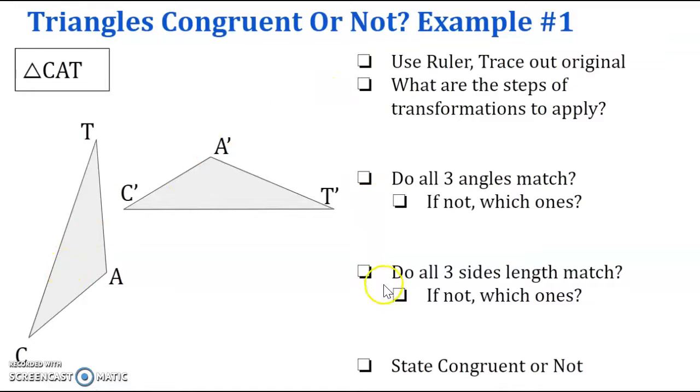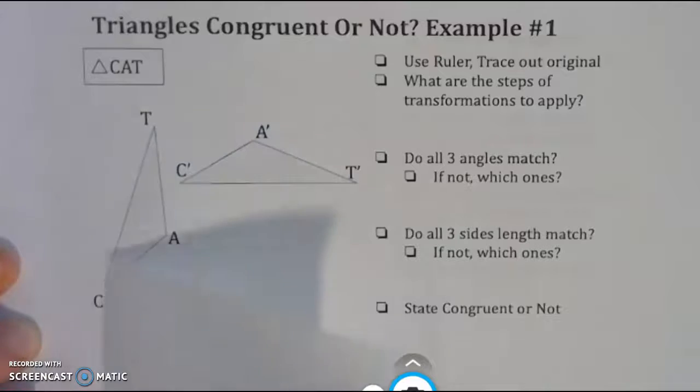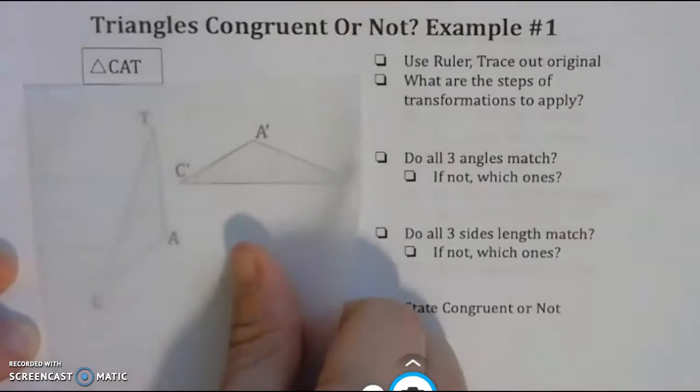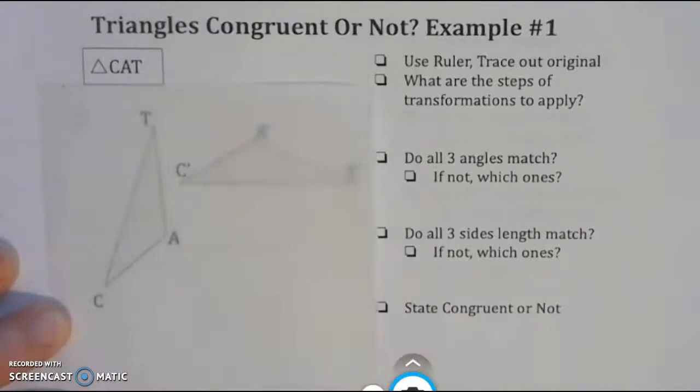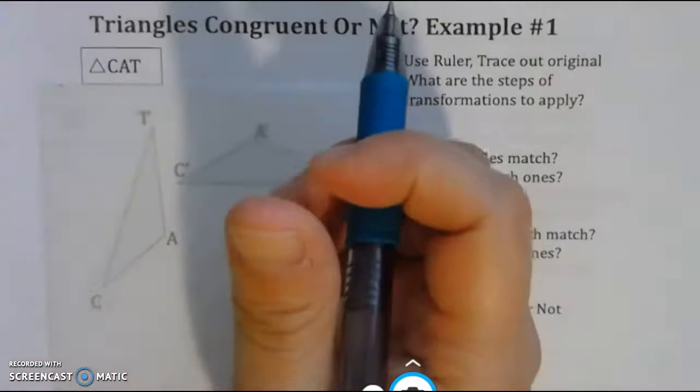If you're working from home, you are going to be doing this on the Chromebook. You're going to get some tracing paper and trace it and see if you can match it up. If you're working from school, you have a packet that you can work from. All right, so I'm going to go to my packet. Here we go. We're going to use a ruler and trace out the original shape.